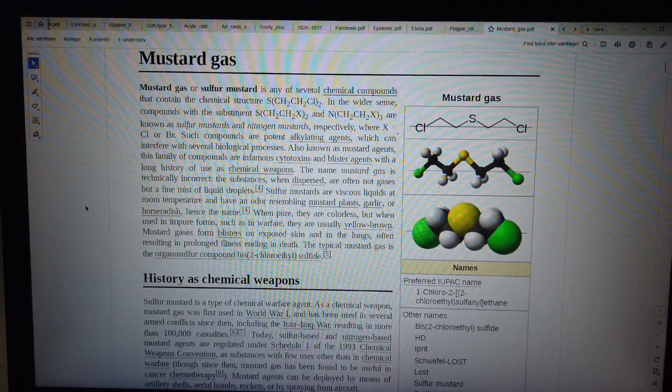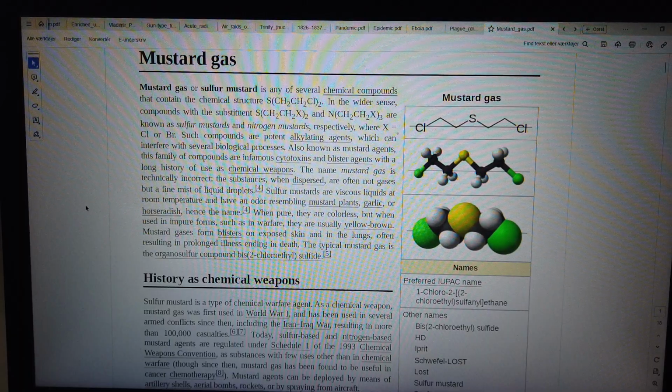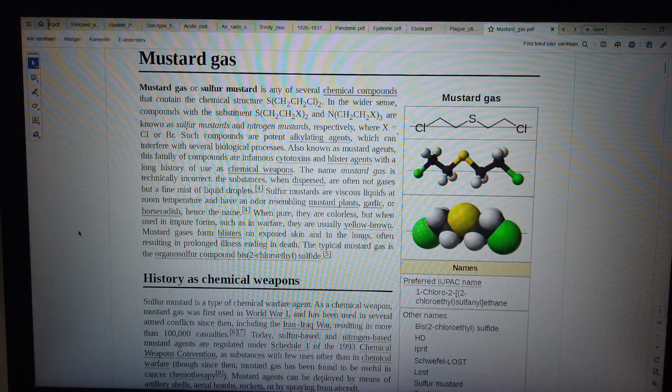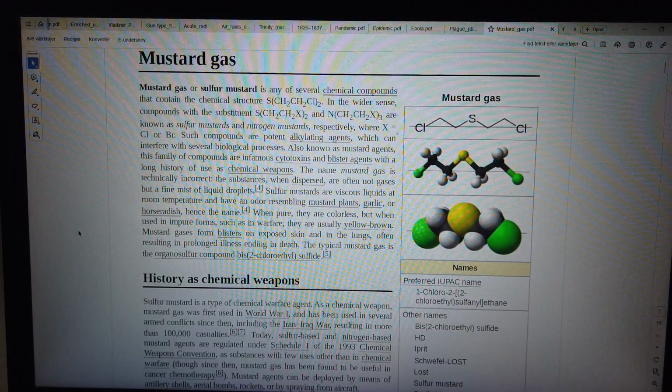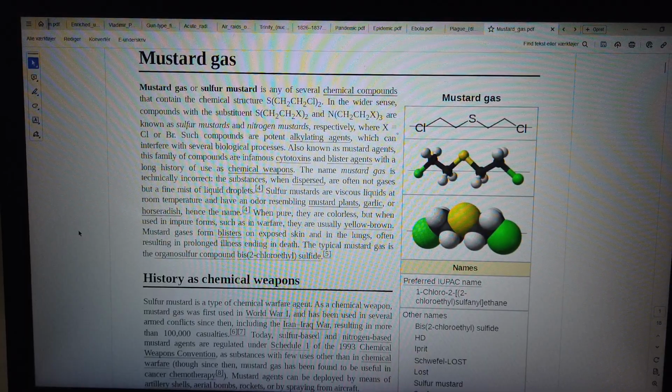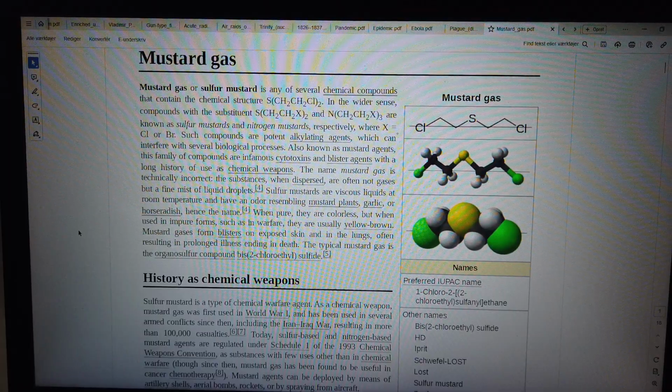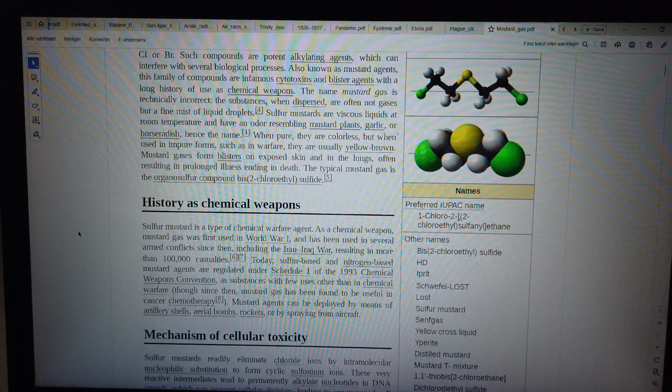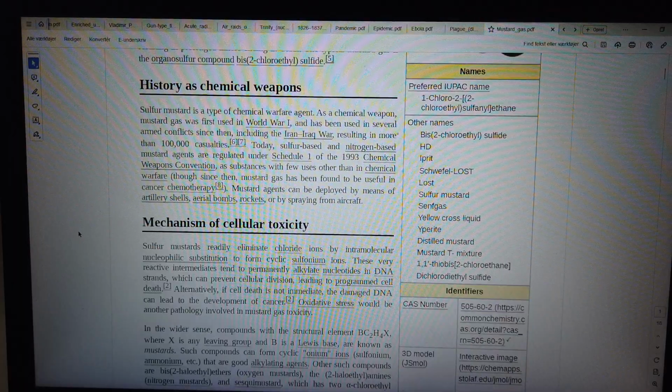usually yellow-brown. Mustard gases form blisters on exposed skin and in the lungs, often resulting in prolonged illness ending in death. The typical mustard gas is the organosulfur compound bis(2-chloroethyl) sulfide. History as chemical weapons. Sulfur mustard is a type of chemical warfare agent.